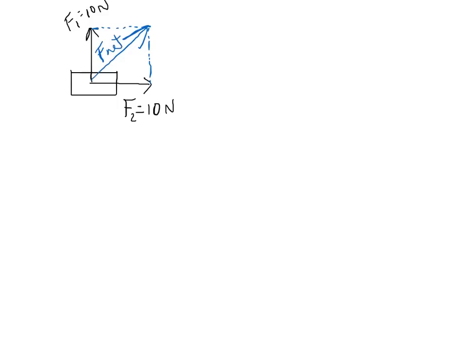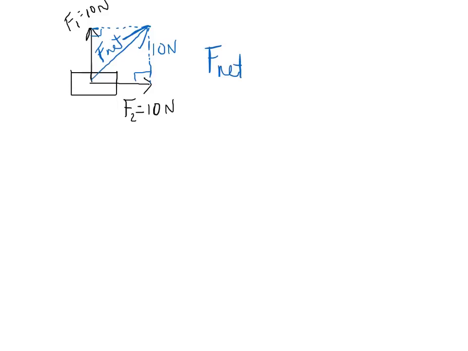Okay. Now, if you remember, by doing that, what I've done is I've created right triangles, and it doesn't matter which one you look at because we know that F1 is 10 newtons, and so that's equal to that side. And if you look, we have 2 sides that we know with our right triangle, and we're looking for F net, which is our hypotenuse. And we know that when we have 2 sides of a right triangle, we can use Pythagorean theorem.